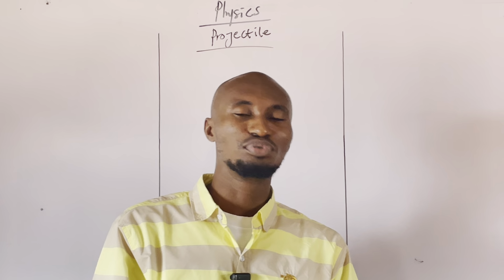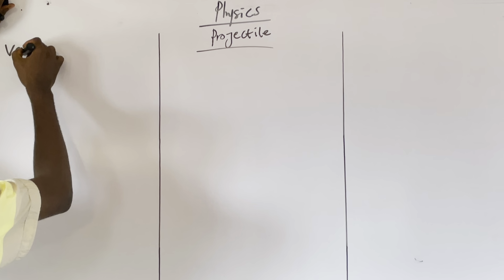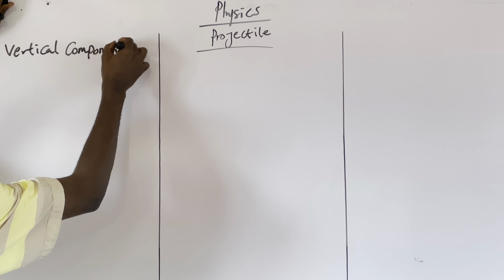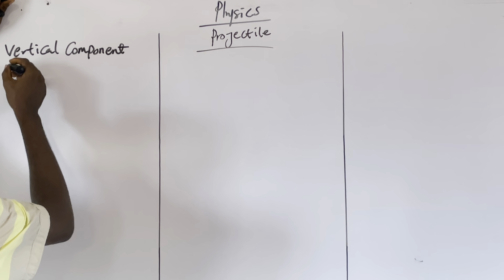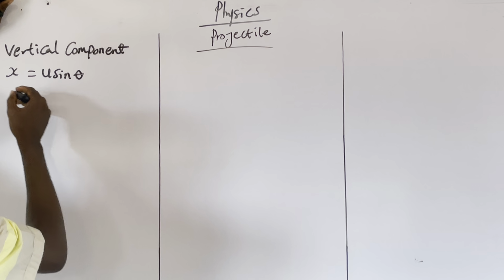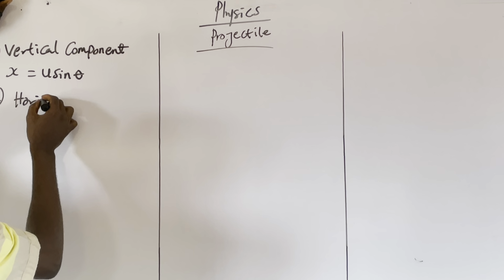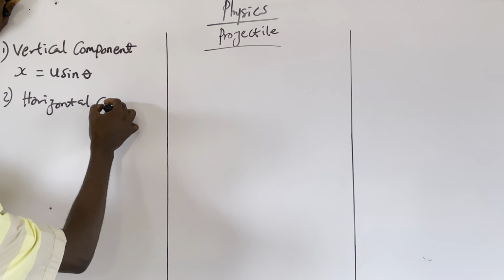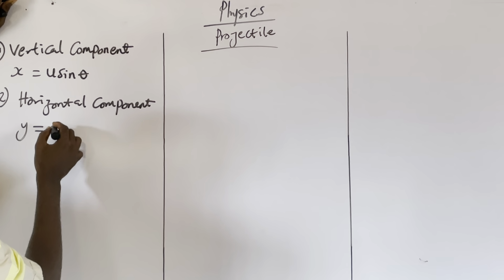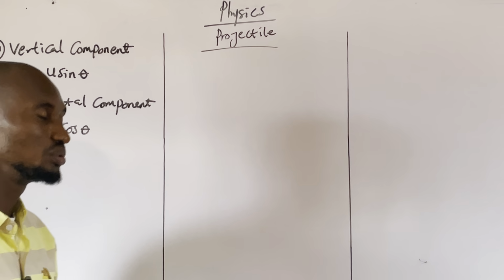And we have two components in projectile. One component is the vertical component. And that vertical component has it that you say x is equal to u sine theta. And the second one is the horizontal component, which is y equal to u cos theta. Did you understand? Good.